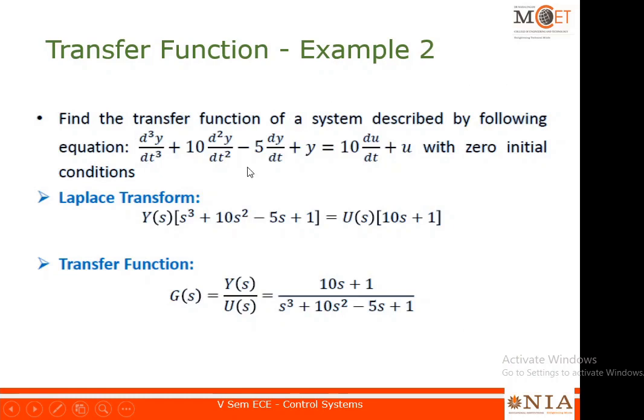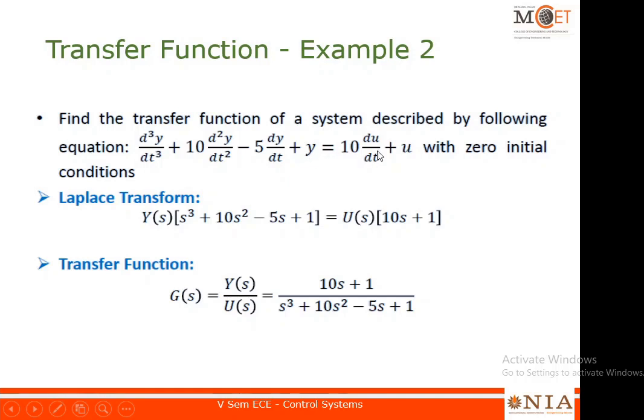Here is another example where they have given the differential equation of the system straightly. They have asked to find a transfer function with 0 initial conditions. So when you apply Laplace on d cube y by dt cube, you get s cube into y of s. Similarly, when you apply Laplace on d square y by dt square, you get s square into y of s. For this term, you will get s into y of s. For this term, you will get y of s.